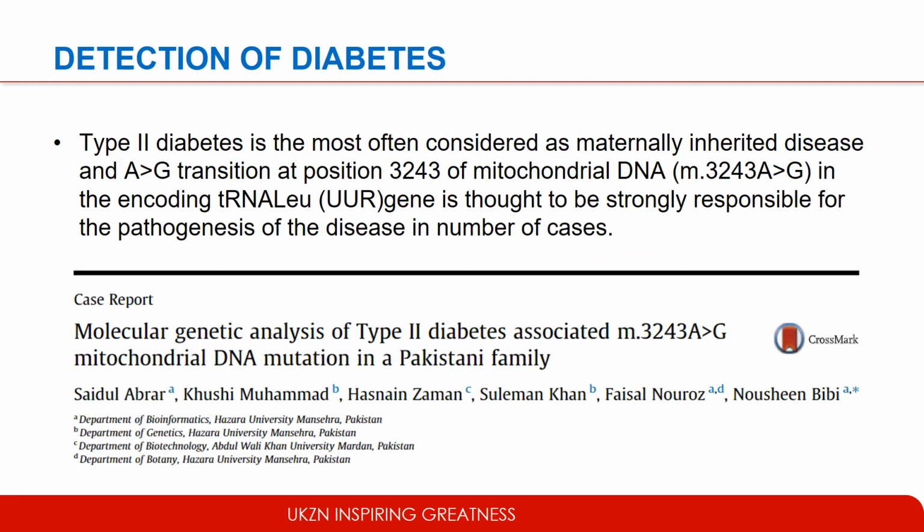Then let's look at diabetes. Type 2 diabetes is most often considered a maternally inherited disease, which involves a mutation from adenine to guanine at position 3243 on mitochondrial DNA in a specific transfer RNA gene. Now, this study looked at the molecular genetics of type 2 diabetes associated with this mutation, the adenine to guanine, in mitochondrial DNA in a Pakistani family.